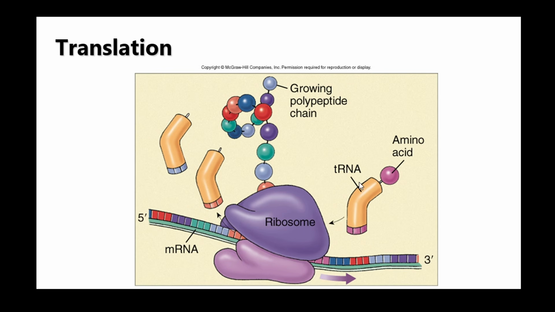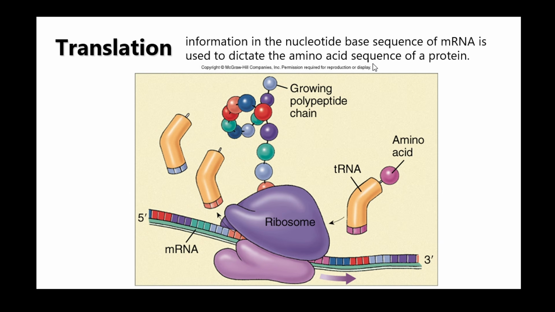Finally, let's go to the third process, which is translation. What happens during translation? Remember from the previous process, mRNA copied the information from DNA and it went out of the nucleus. It will now go to the cytoplasm. So what happens during translation is that information in the nucleotide base sequence of mRNA is used to dictate the amino acid sequence of a protein.